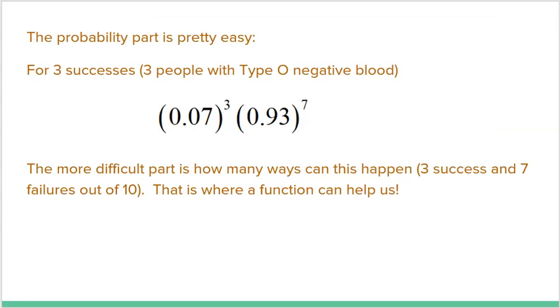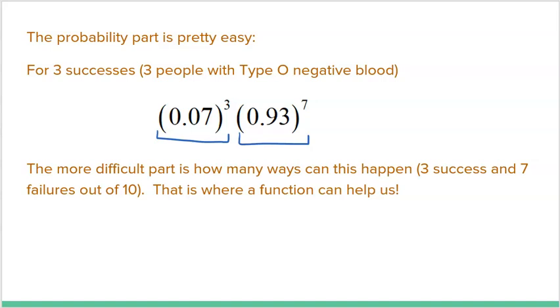So let's kind of take this part by part. The probability part should be really, really easy. If you just think about it, for 3 successes, that means 3 people have type O negative blood, and that means 7 do not. That should be fairly simple. Like if you're struggling to understand this, you might have to go back and watch some of the other probability videos. But this makes sense. If I have 3 people that have the blood, that means 3 people had a 7% chance, and it happened. And that means the other 7 had the 93% chance, and it happened. This is multiplication, okay? Now, the problem is, like I just explained to you, how many different ways can this happen? 3 successes, 7 failures.